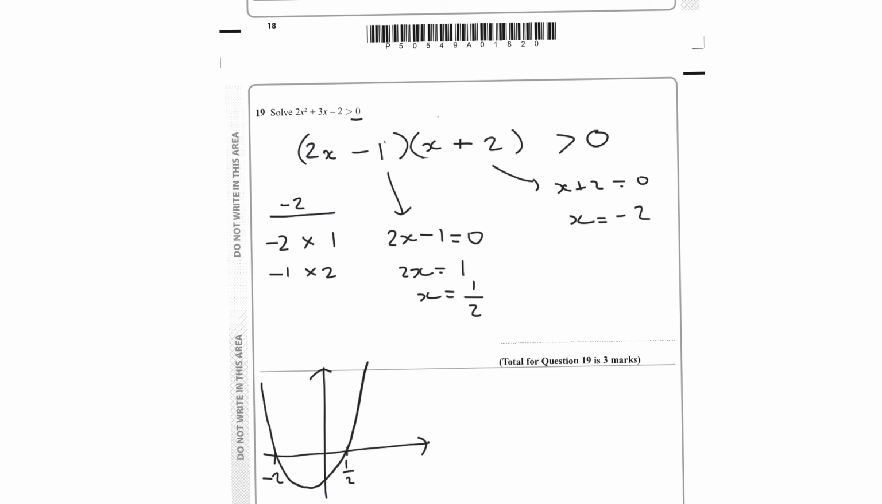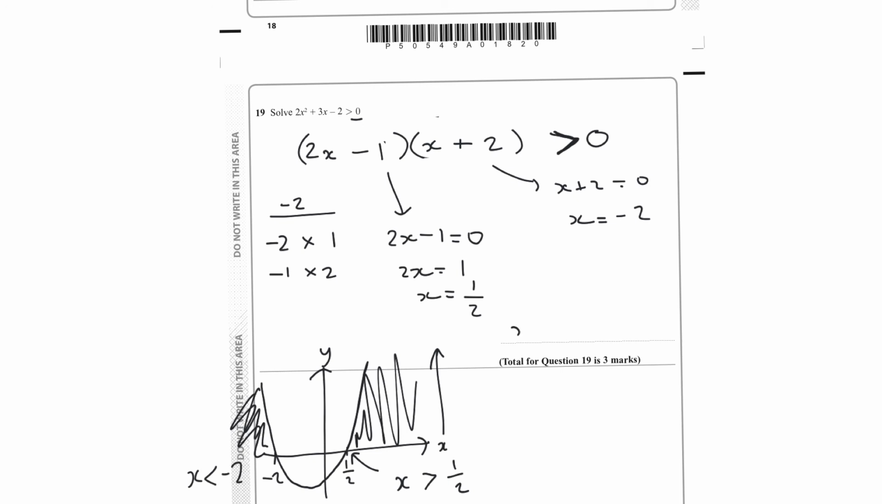Because we're looking at the values of when the whole equation, aka y, is greater than 0, remember on our y-axis, all the values of y greater than 0 are in the upper part, so it would be here and here. Then for the half bit, we want where x is greater than a half. And for the minus 2, we want where x is less than minus 2. So that is how you help to work out which inequalities.